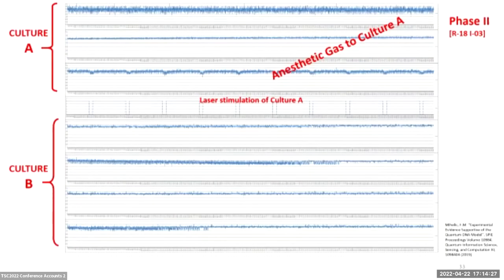So in this iteration, we have anesthetic gas going to culture A, and we have laser hitting culture A in the same pattern. And you'll notice that in culture B now, instead of seeing an initiation of these oscillatory depolarizations, we're now seeing a termination of the oscillatory depolarizations. Never did we see initiation of oscillatory depolarizations in phase 2. Never did we see termination in phase 1.